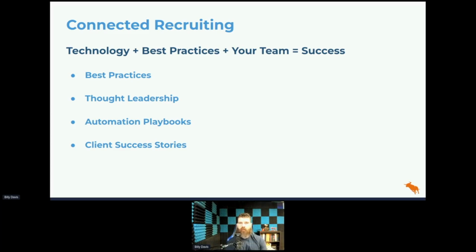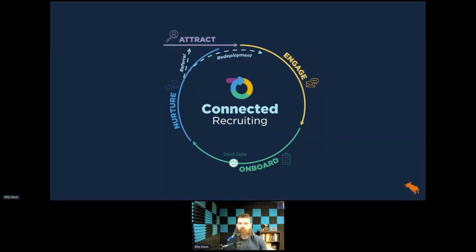With connected recruiting, we combine industry-leading best practices from those of us that have been here since the start. You get thought leadership in all the areas of recruiting and staffing that affect your business. You also get automation playbooks, blueprints that you can utilize to launch high-impact, ROI automations really quickly. And then also client success stories, so you can learn from what others are doing, get excited, share those internally, and start building some momentum.